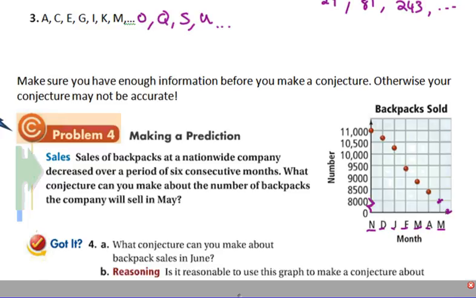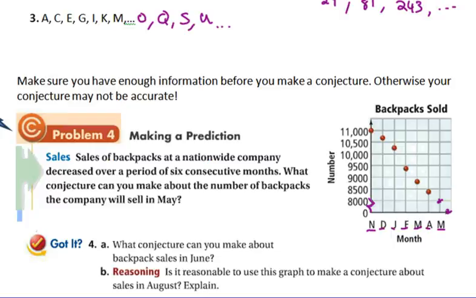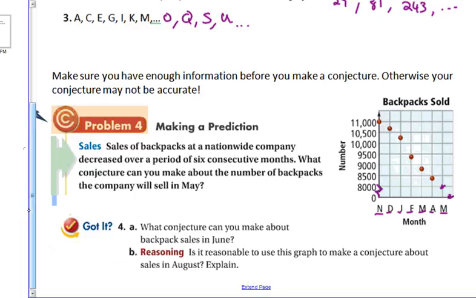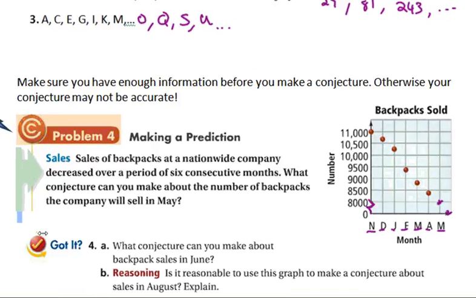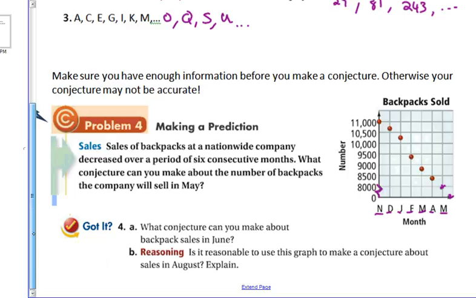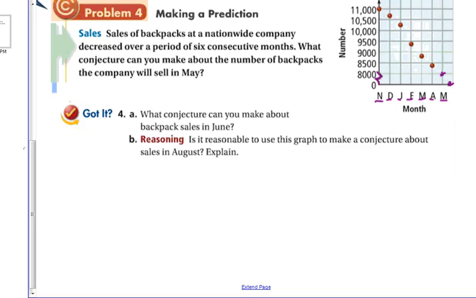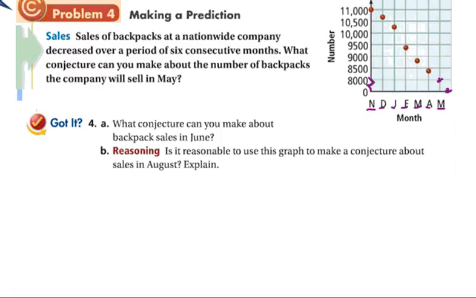What conjecture can you make about backpacks in June? It might keep going down. But look at letter B. Letter B says, is it reasonable to use this graph to make a conjecture about sales in August or even September? And explain.